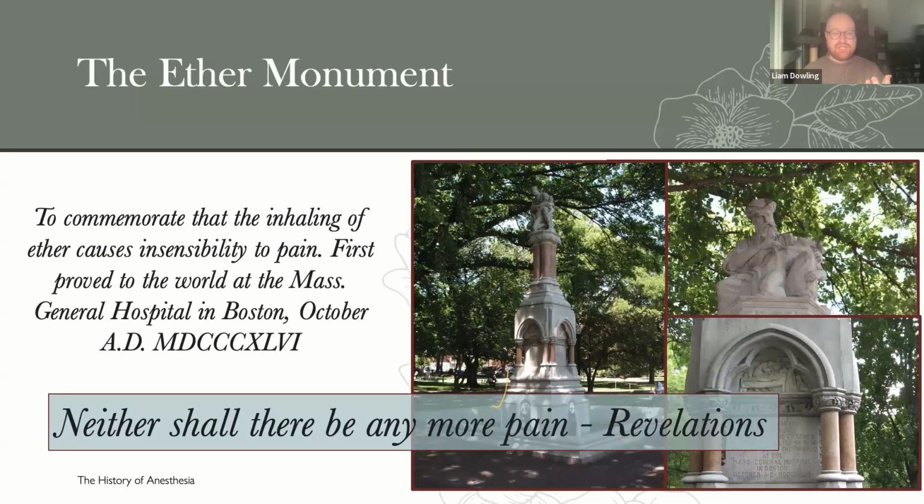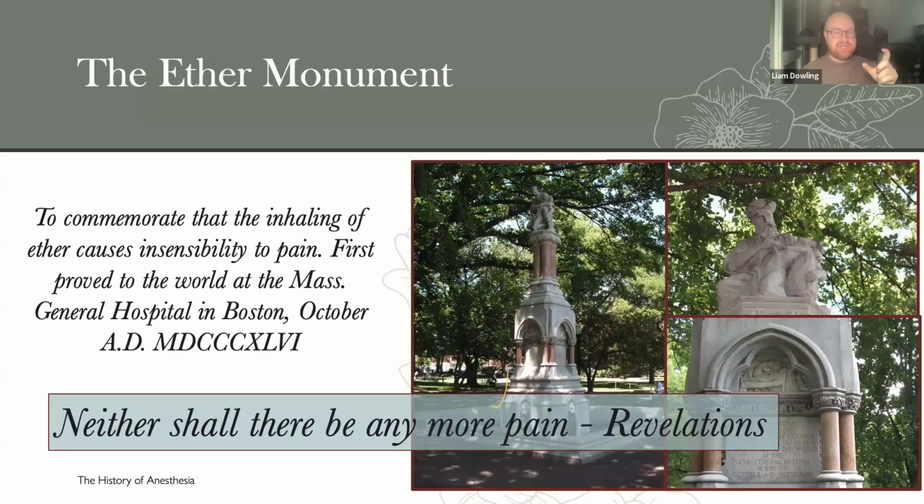So they have a quote from the book of Revelation from the Bible, "Neither shall there be any more pain." And on it is this quote: "To commemorate the inhaling of ether, that the inhaling of ether causes insensibility to pain, first proved to the world at Mass Gen Hospital in Boston, October, the year of our Lord, 1846." But what's very interesting is they have this quote, but William Morton's name is nowhere to be found on this monument. And in fact, if you are able to see the screen, there is a picture of a figure at the top of the monument.